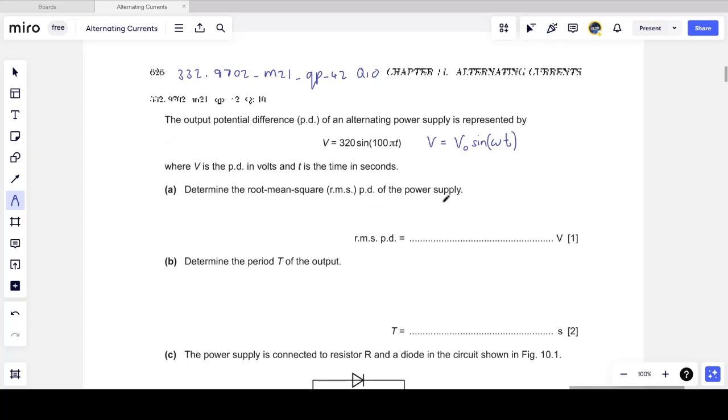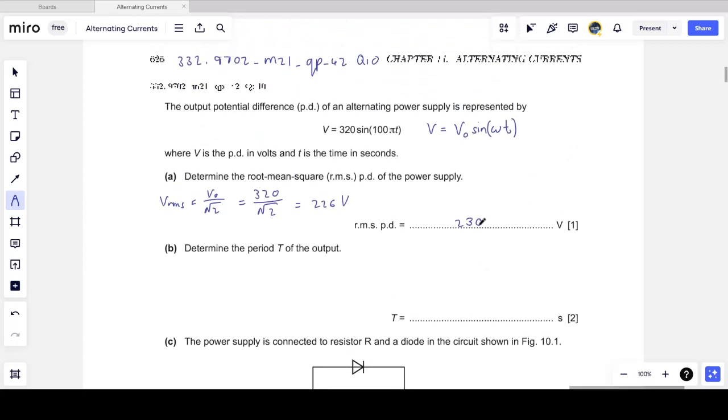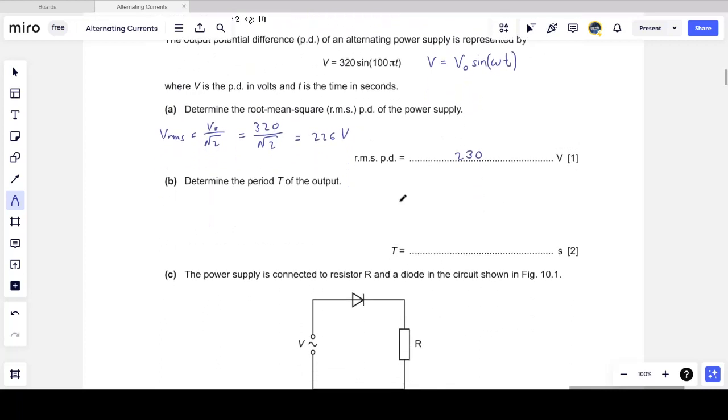To find the root mean square potential difference of the power supply, we know that the RMS voltage is the peak voltage V0 divided by the square root of 2. This is 320 volts, which we can read off from the equation, divided by the square root of 2, which gives me 226 volts, to two significant figures, 230 volts. And so that's quite easy once we know the general form of the equation and link it back to what we're given. Next, we want to find the period of the output.